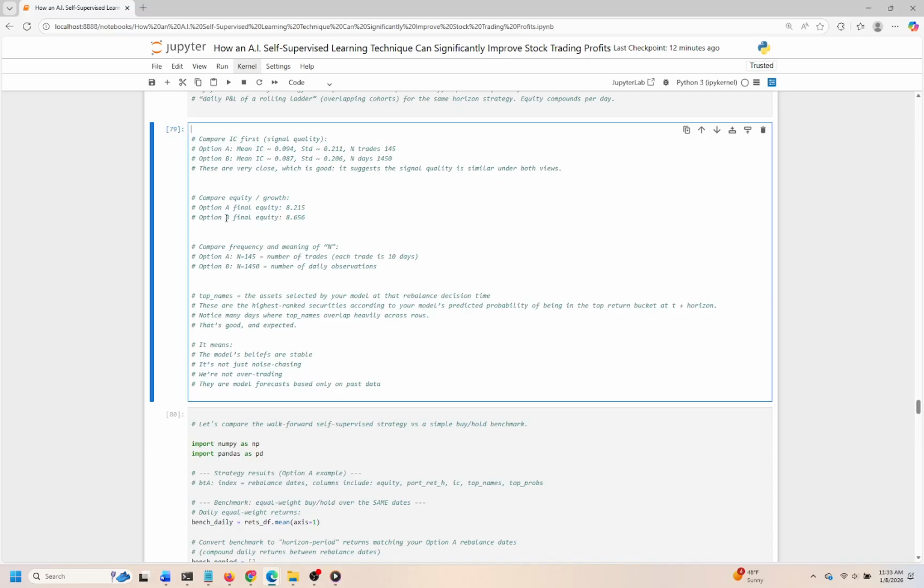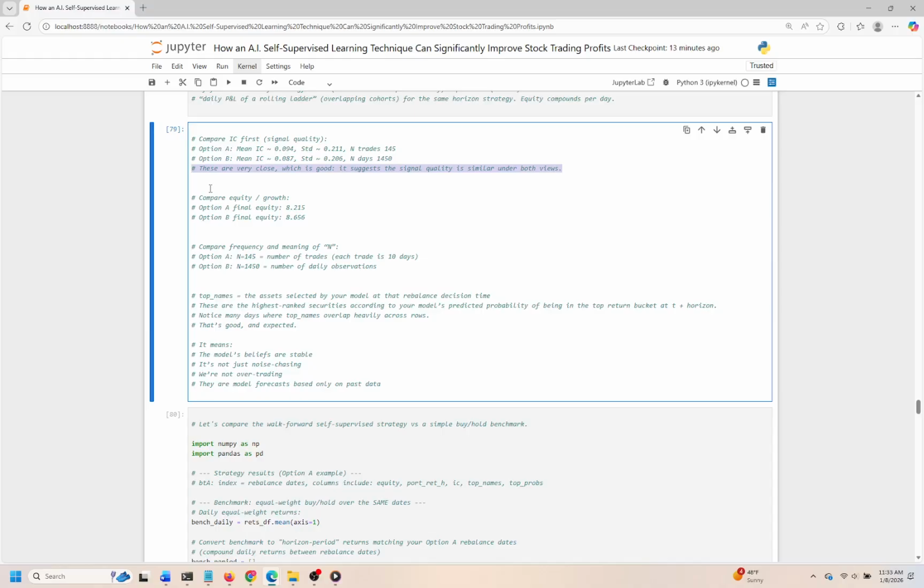Cell 19. In this cell, we're diving into a comparison of two options related to the signal quality and financial performance of a trading strategy. The analysis has significant implications for understanding how well a model performs under different metrics and why that matters in trading decisions.